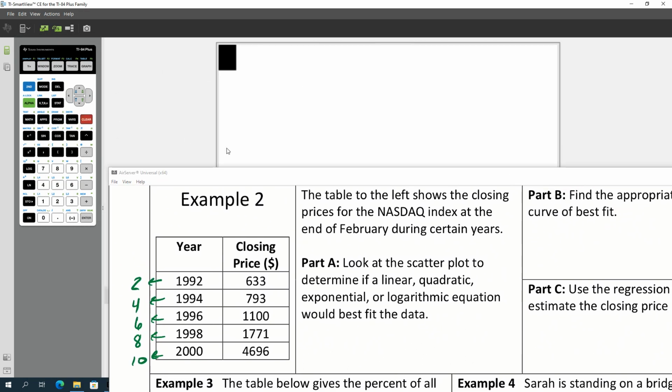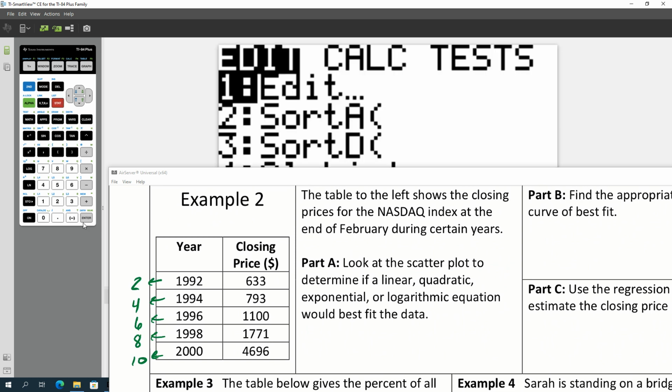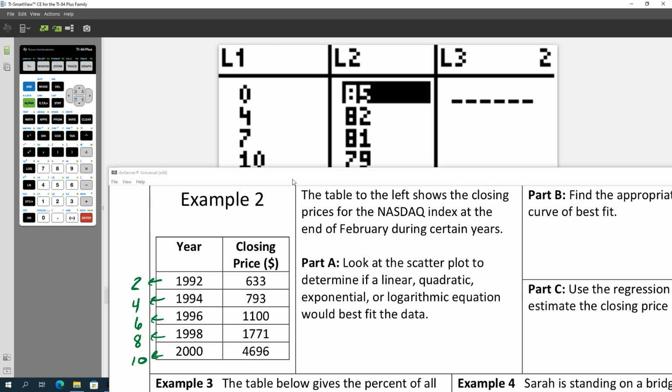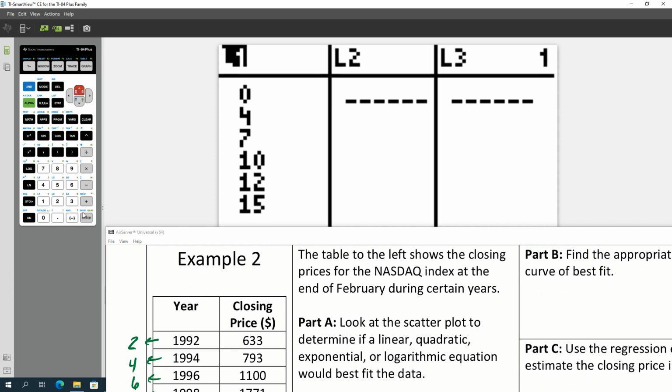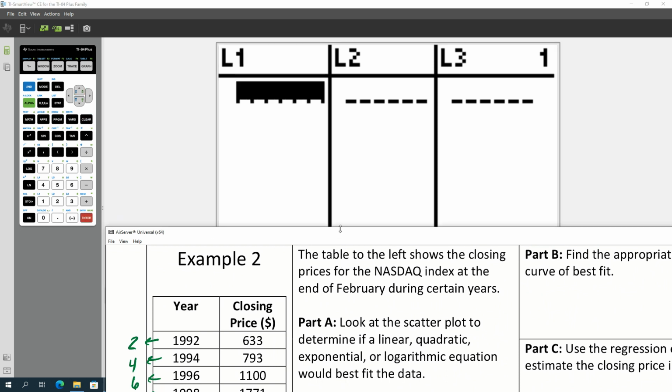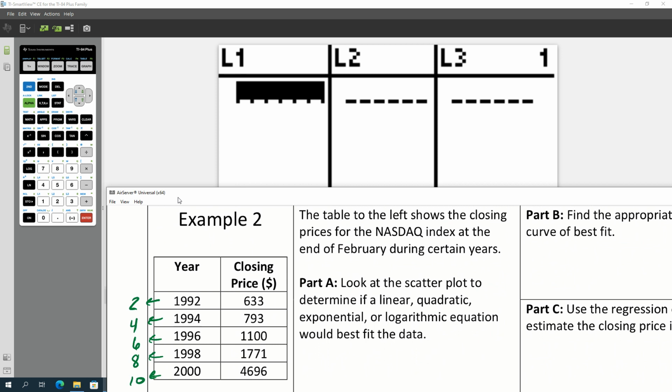All right, so when we need to put the data in the calculator, you hit Stat, you hit Enter on number 1, and then this is where we're going to put it. First, we're going to clear out the list by going up, hitting Clear, and then Enter. And again, we're not putting in that whole year because it will overload the calculator.